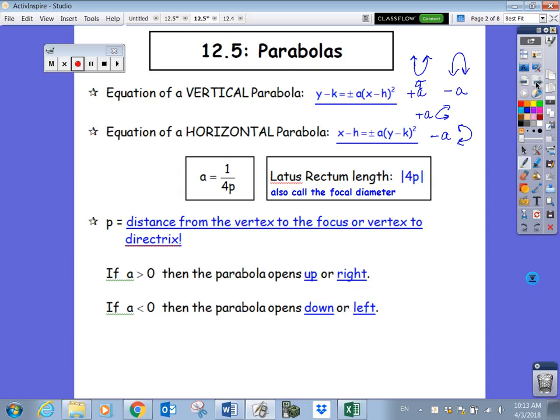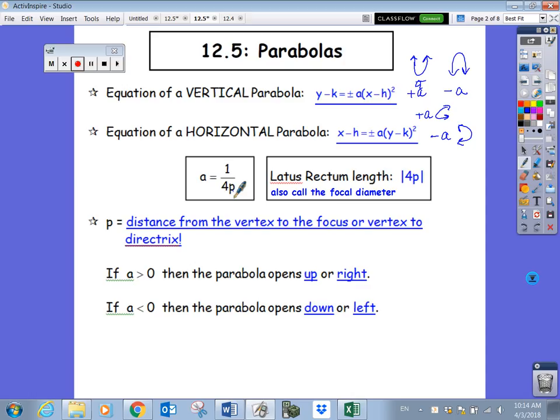The other stuff that's important is this formula right here, a equals 1 over 4p. And the latus rectum length, or also called the focal diameter, a lot of the application problems we do, again, depending on what book you use, depends on what word it used, but focal diameter and latus rectum length are the same. The focal diameter kind of makes a little bit more sense because it's the diameter of the parabola that goes through the focus. So from parabola to parabola, the endpoints of the focal diameter or the latus rectum will tell us how wide or skinny the parabola is. So that's part of what you're going to need to be able to graph when you graph these parabolas.